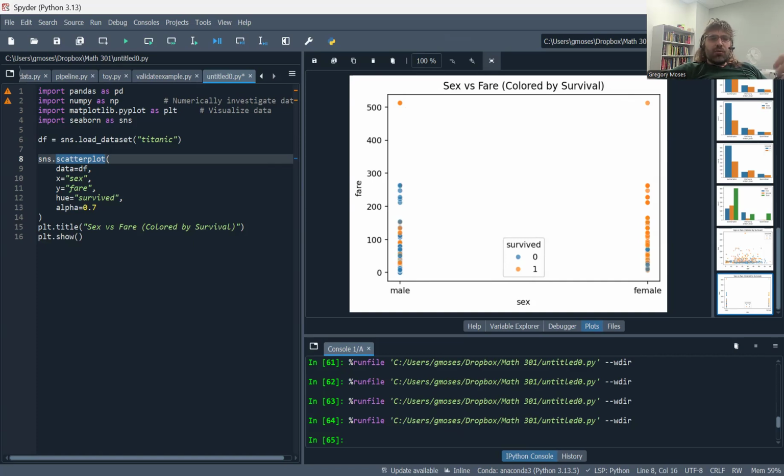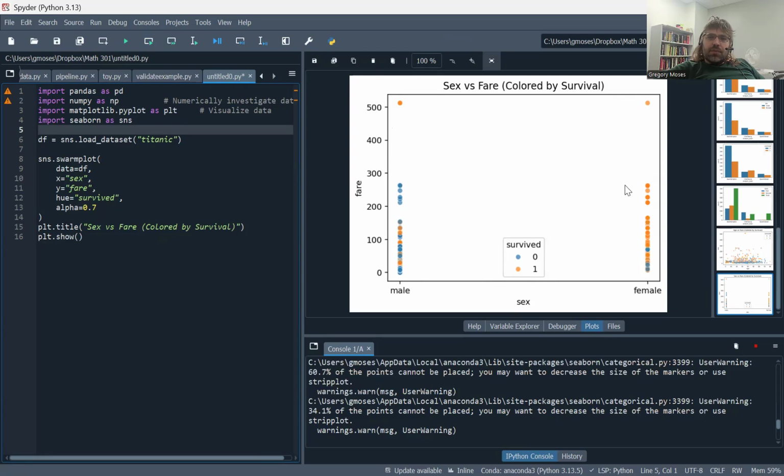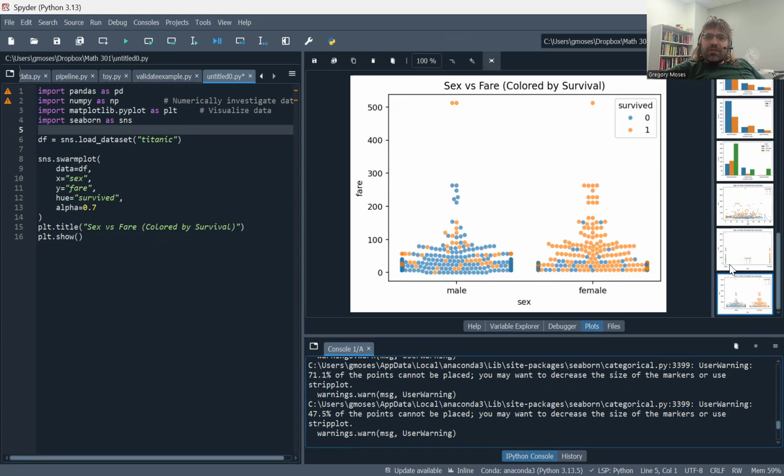So, although it's not my intent to try to show you every type of graph Seaborn can generate, there are a lot of them. Here's maybe a new one, a swarm plot. Just a pause in the compiling for some reason. So here we can see all of the points.